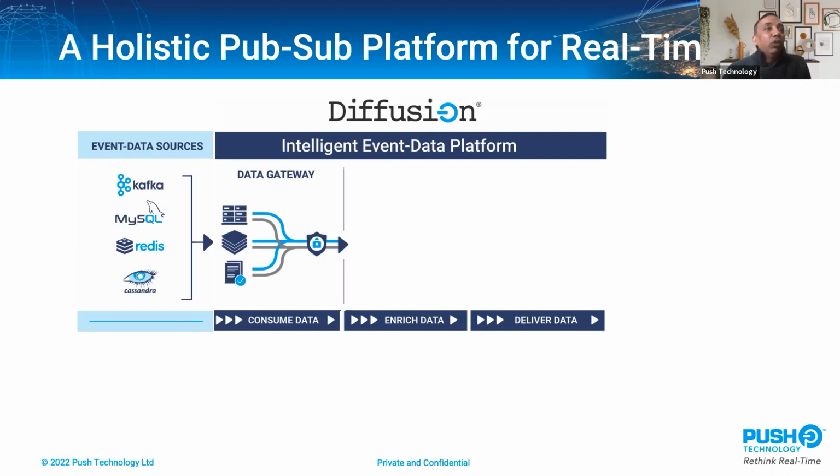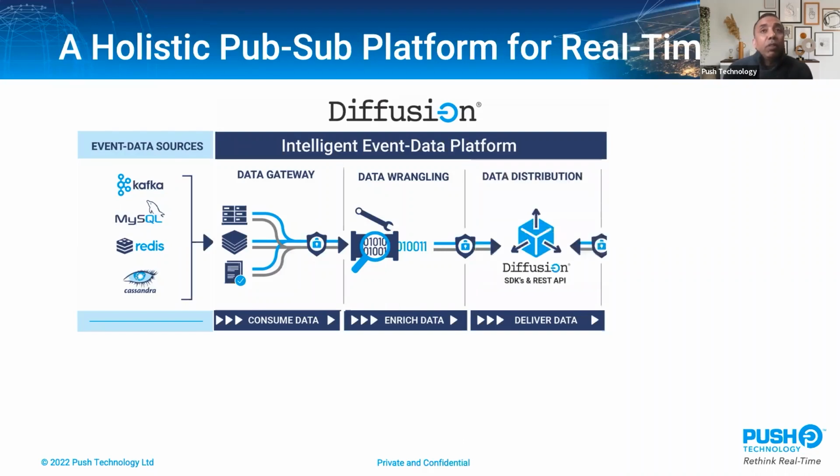The second, as you consume the data, the enrichment part is where we have the data wrangling capability. With Diffusion, you have deep hierarchical topic trees that enable you to wrangle, and we have a low-code interface in addition to SDKs to manipulate and reorganize the data.